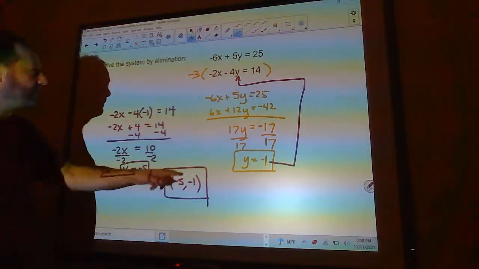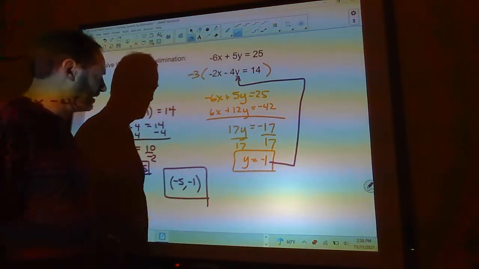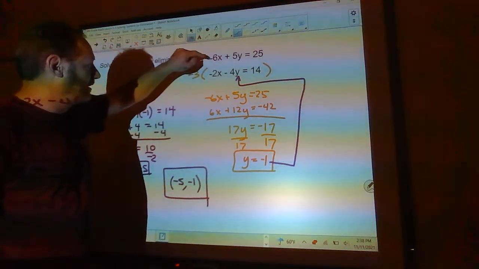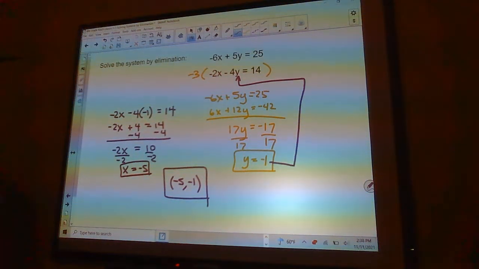So let's try it. This would be 10 plus 4 would be 14. Yay. This would be 30 minus 5 would be 25. Again, yay. Woohoo. Okay, so here we go.